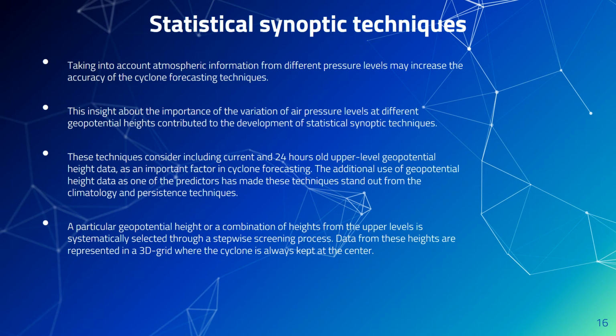Height over sea level and air pressure are inversely related, we know. This gradual reduction of air pressure with increasing height may also cause other changes in atmospheric variables, right? Taking into account atmospheric information from different pressure levels may increase the accuracy of cyclone forecasting techniques.